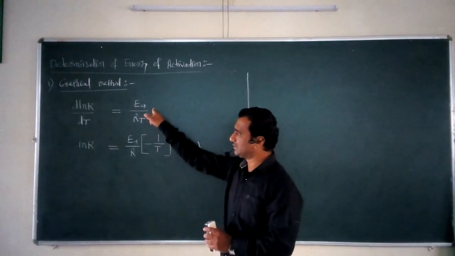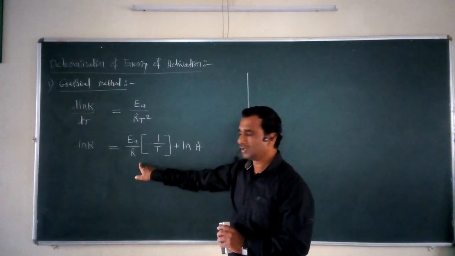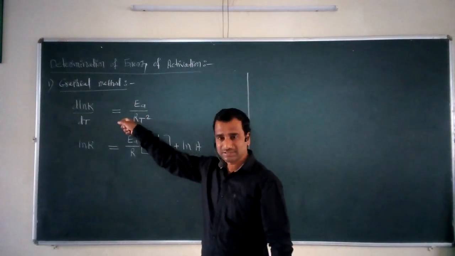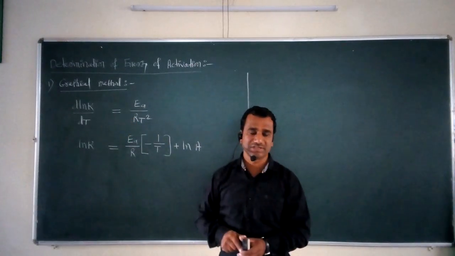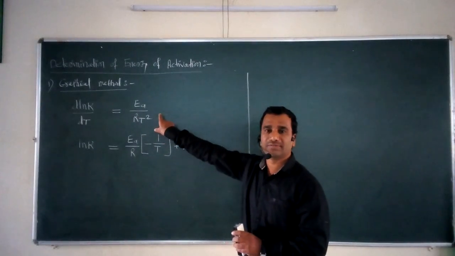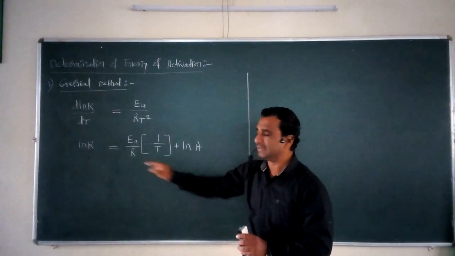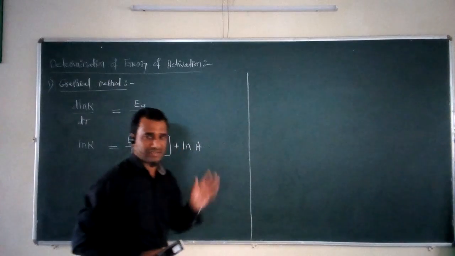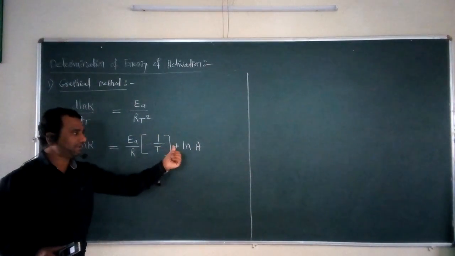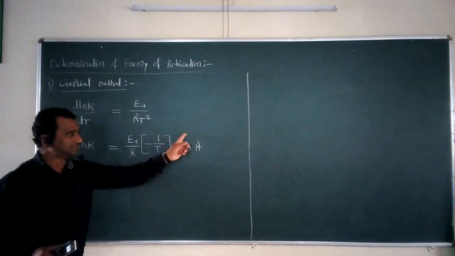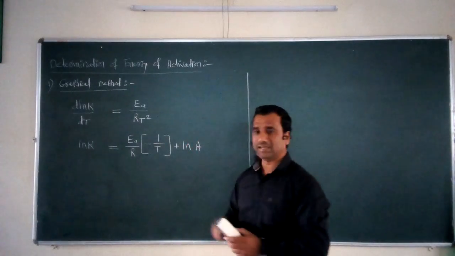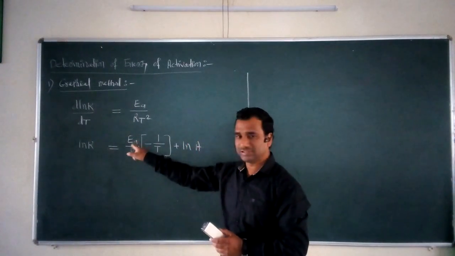If we want to convert this differential form of the Arrhenius equation into the next form, we have to rearrange this equation as well as integrate it. After rearrangement and integration, the differential form is converted into the next useful form: ln k is equal to EA upon R into minus 1 upon T plus ln A. Now this ln A is a constant, the constant of integration. We know these other terms.